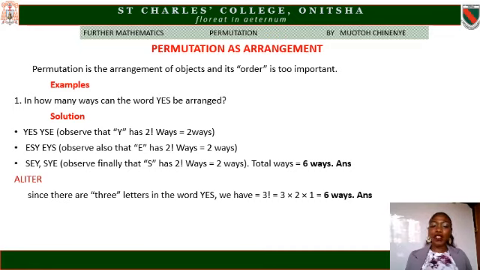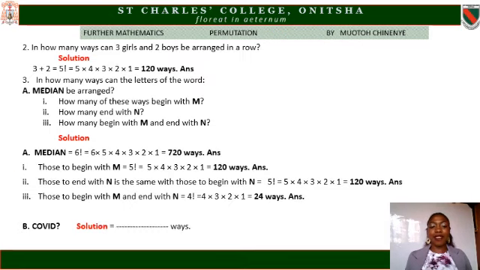Alternatively, you can also count the letters of the word yes, and having known that the letters of the word yes are 3, you have 3 factorial. And 3 factorial, when you simplify, will give us 6 ways.